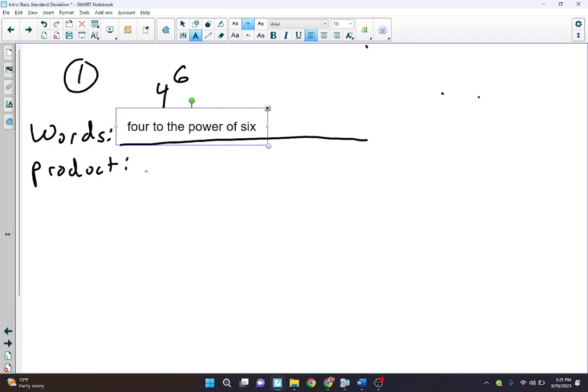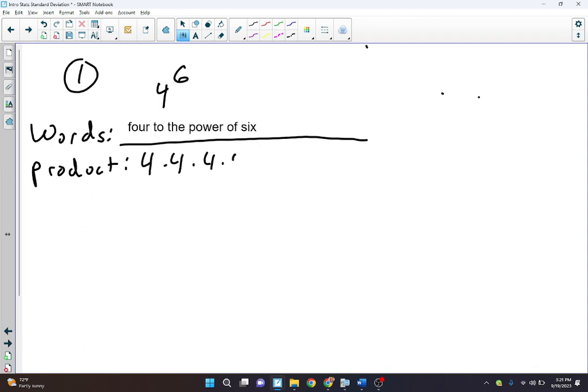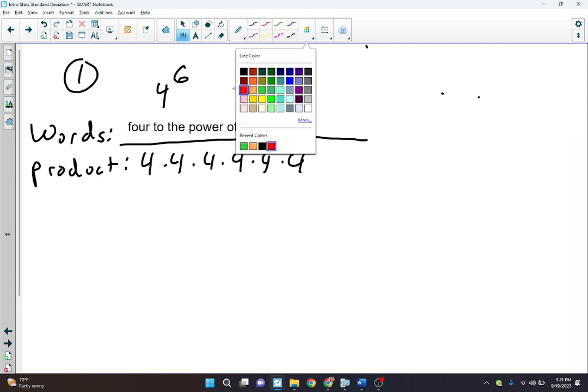The product is what it multiplies to. So then it's 4 times 4 times 4 times 4 times 4 times 4. So you should see 6 4s there because the power is 6.